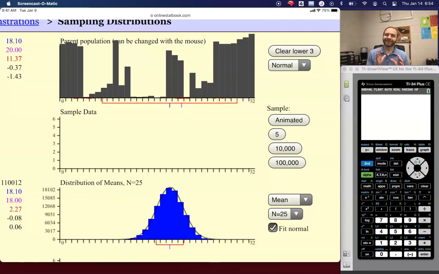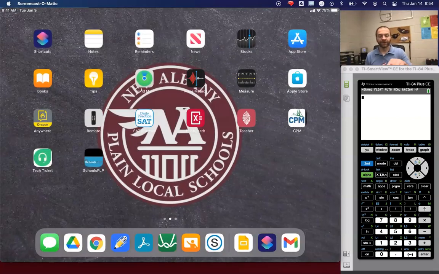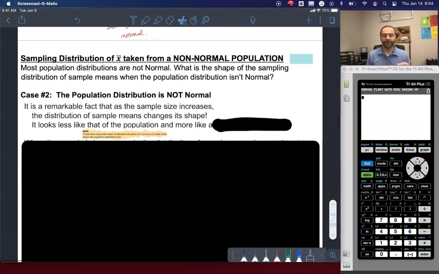And that's where the one thing I don't like about this applet is it says n equals 25 down there, but that's not the magical number. So let's remove the black now.